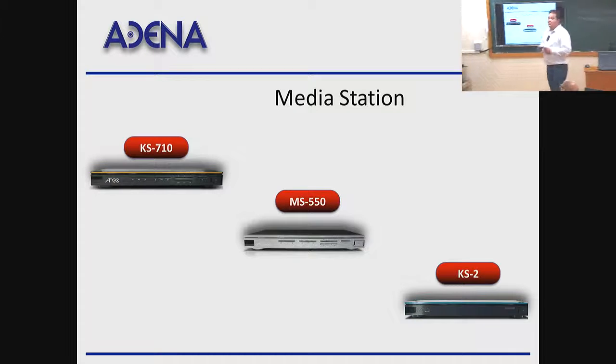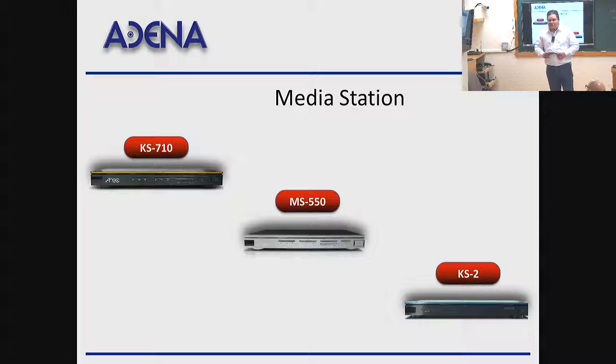And finally, the core of the system, which is the media station. I'm going to show you right here 3 different models. One is KS710, next one is MS550, and KS2. KS710 and MS550 can record up to 4 different channels at the same time. The difference between these media stations is that KS710 can record the mixed video and also the independent sources as well, while MS550 can only record the mixed video. And KS2, I can tell you, is the most cost-effective media station in the market right now. It is a 2-channel device and it is totally standalone.